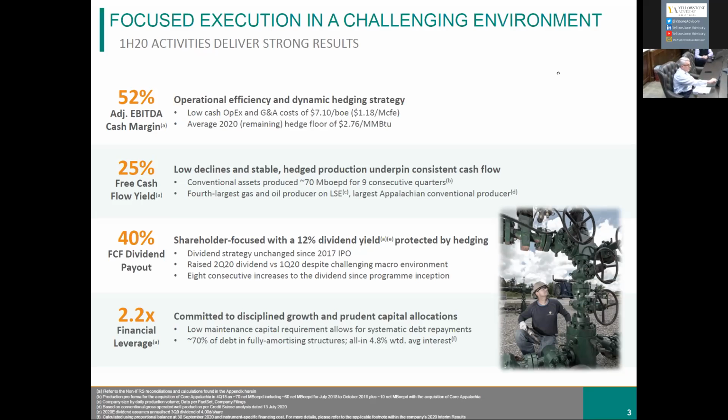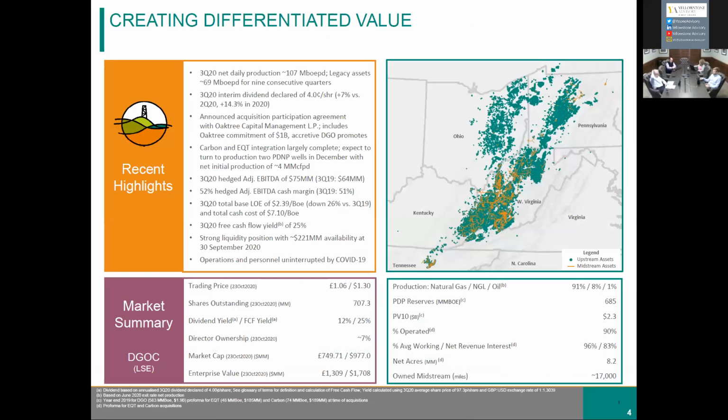Flipping to page 4 real quickly, some of the other notables. We finished the third quarter at 107,000 BOE per day. We're still, for the time being, the third largest E&P company on London Stock Exchange in terms of production, at 107,000 BOE per day. We talked about the interim dividend that we just declared at 4 cents, up 7% from the second quarter, and it's up actually 14.3% in 2020. I think that's an amazing story when most of the other E&P companies and even the rest of other sectors have been cutting or eliminating dividends, period.